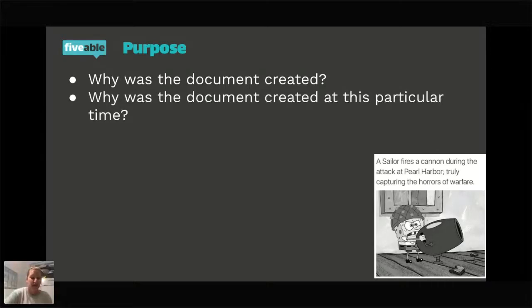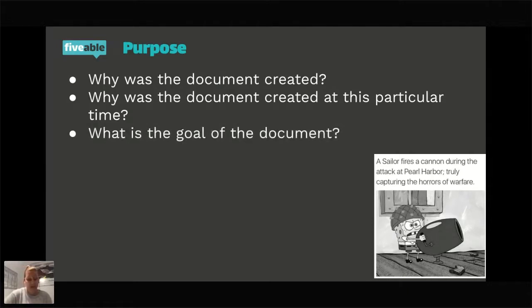Sometimes the timeline affects that purpose as well. Maybe something is going on right now and they needed to get the speech out right at that moment to get these people to do something. And so looking at the purpose can help us analyze the time period as well.